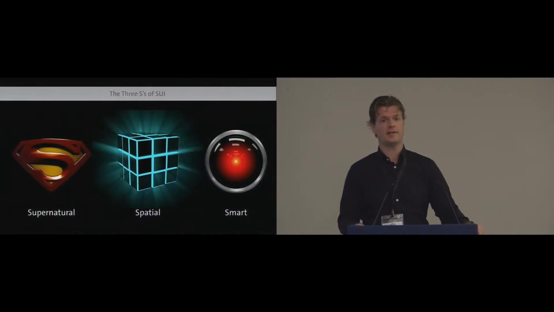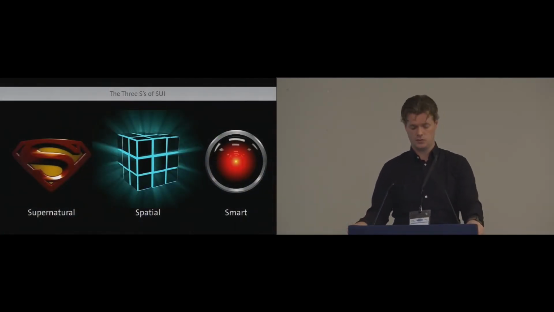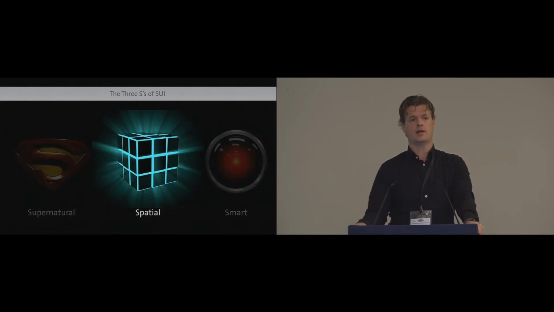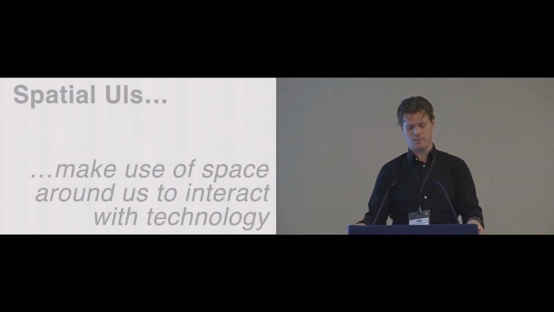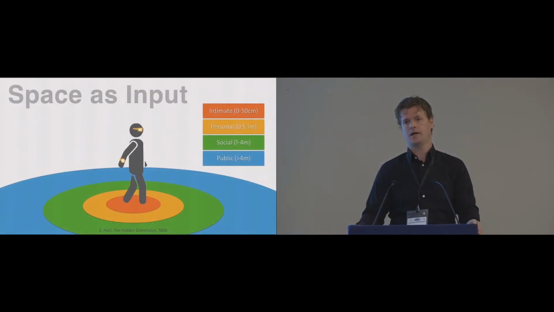So this brings us to the next aspect, the second S, so to say, of SUI, which is the spatial dimension. Spatial user interfaces, that's the core of this symposium, make use of the space surrounding us to interact with technology. And the space surrounding us can be categorized using different approaches. This is a very famous one by Edward Hall, who introduced this taxonomy to distinguish the space between intimate, personal, social, and the public space. And I assume that all of these areas are going to be used in spatial interaction.